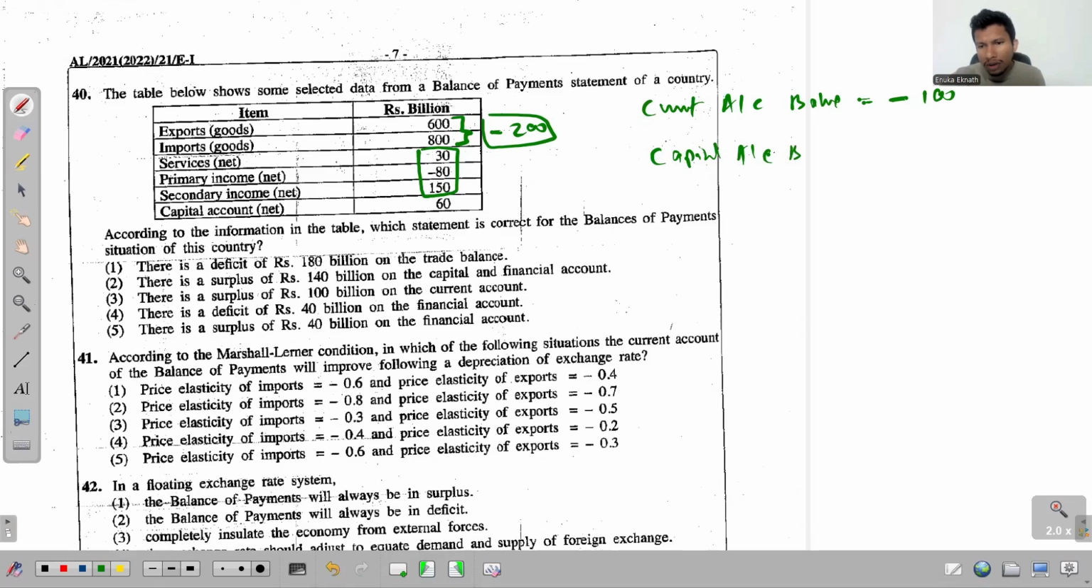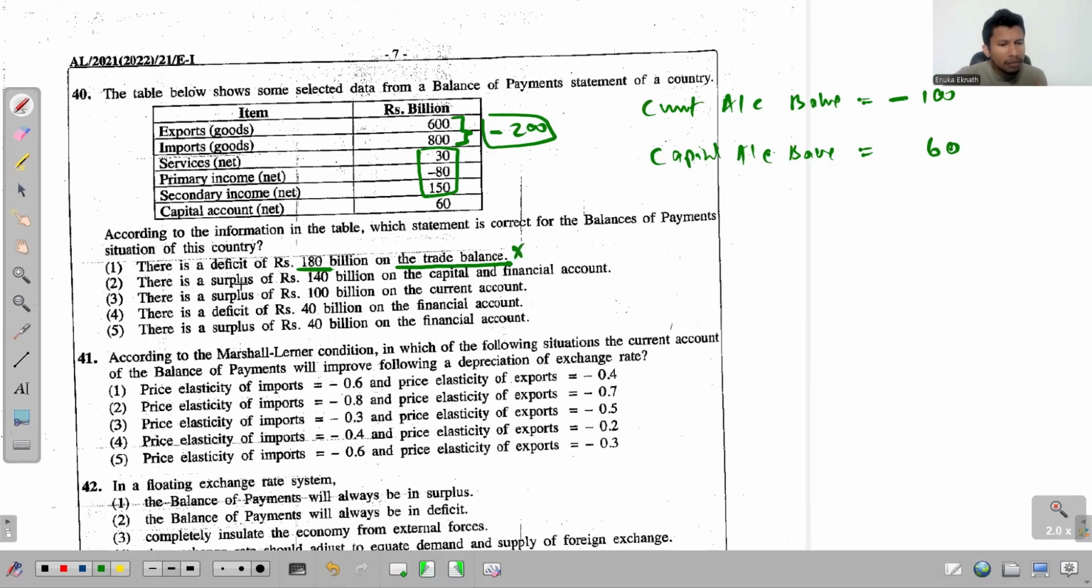Capital account balance, that's how much? That's 60. And by giving all this data, what do they ask us to recognize? According to the information in the table, which statement is correct for the balance of payments situation of this country? If you look at the provided options, there is a deficit of 180 billion on the trade balance. Now trade balance is how much? Minus 200, not 180. So that's wrong.